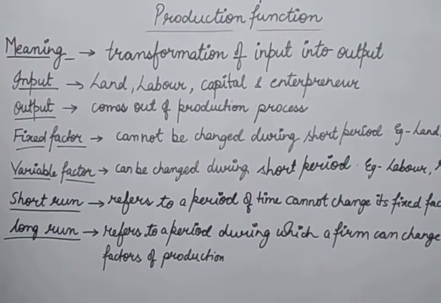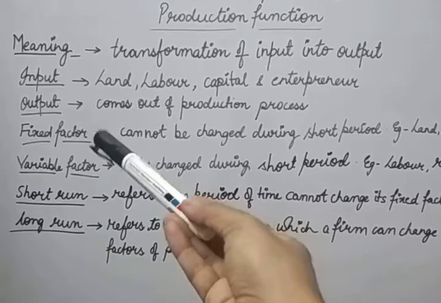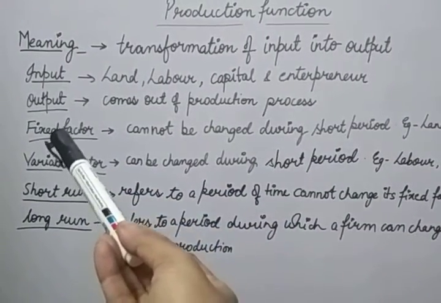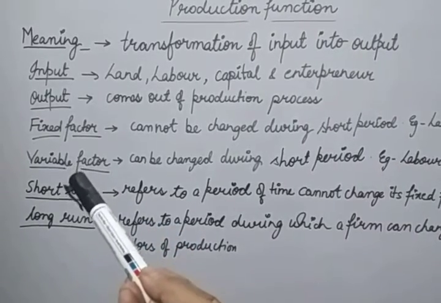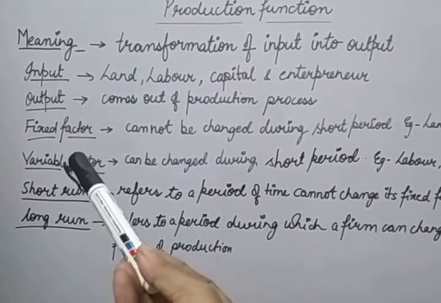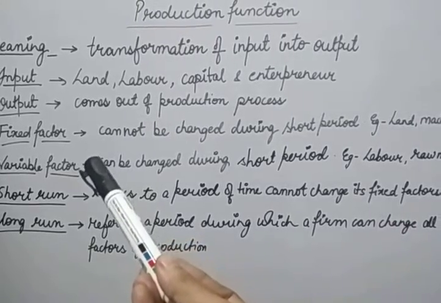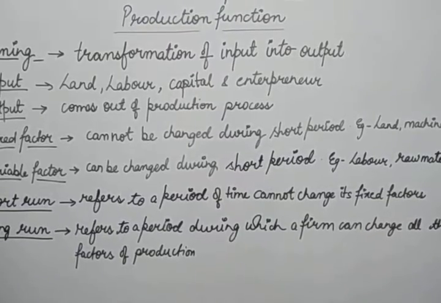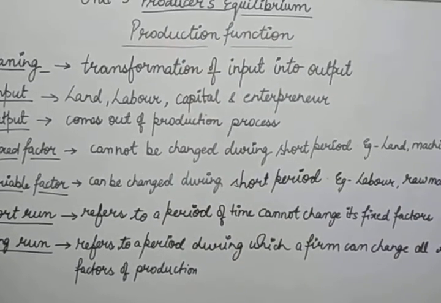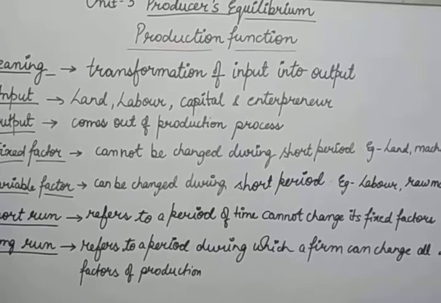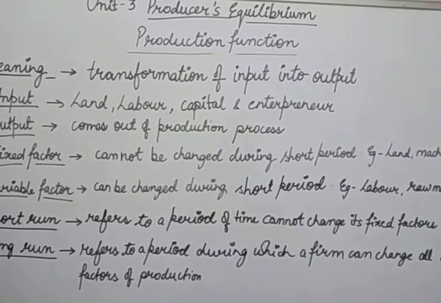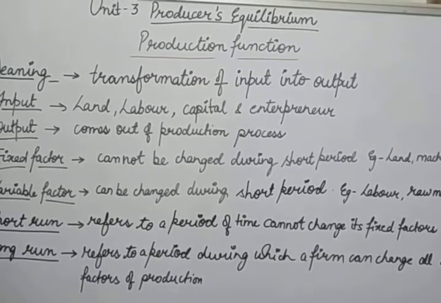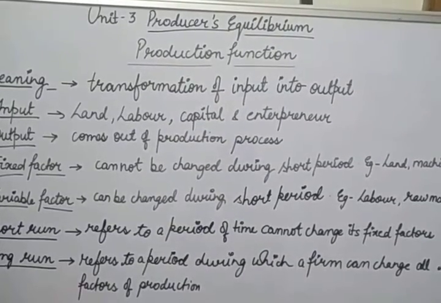Now after that, let's discuss the meaning of a fixed factor and a variable factor. Fixed factor, literal meaning constant, which cannot be changed. Variable means changeable. Now understand the definition of fixed factors. Fixed factors refer to those factors of production which cannot be changed during the short run. That means they are used in a fixed quantity in the short run.